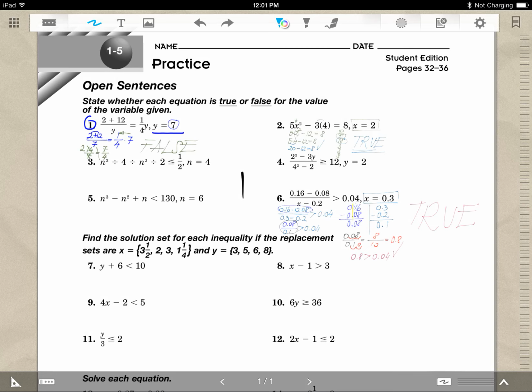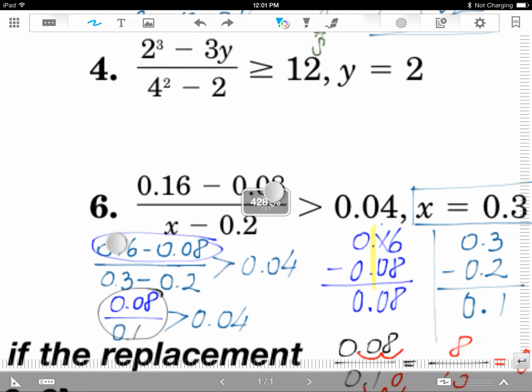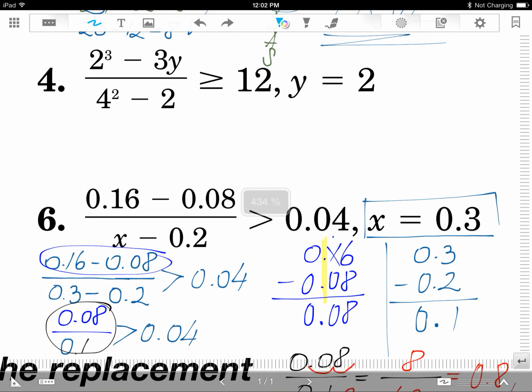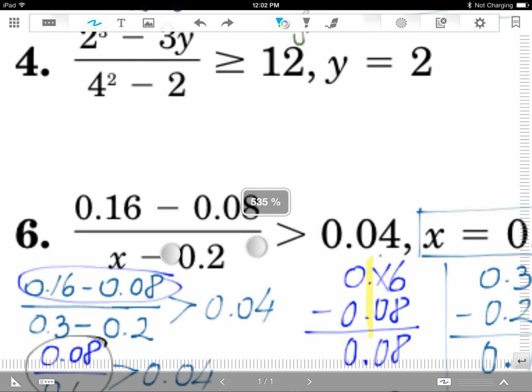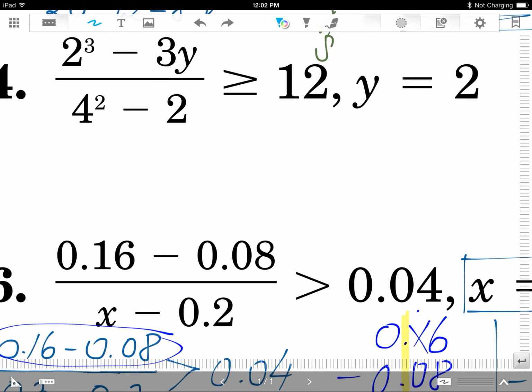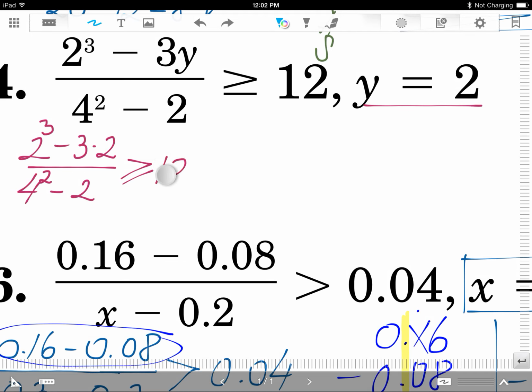Let's try one more. Number 4. 2 cubed minus 3y over 4 squared minus 2 greater than or equal to 12, and your y equals 2. Well, we're going to substitute that y into your expression, right? So your expression now becomes 2 cubed minus 3 times 2 over 4 squared minus 2 greater than or equal to 12.